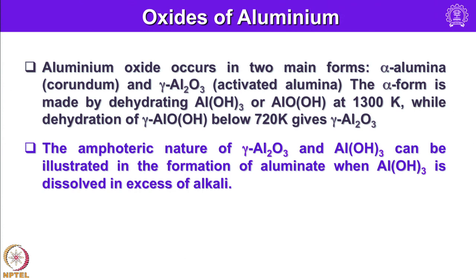The amphoteric nature of alumina and trihydroxyaluminium can be illustrated in the formation of aluminate when Al(OH)3 or aluminum hydroxide is dissolved in an excess of alkali. So I will write down all the equations for you. So these reactions I am going to write essentially depict the amphoteric nature of oxides of aluminum.